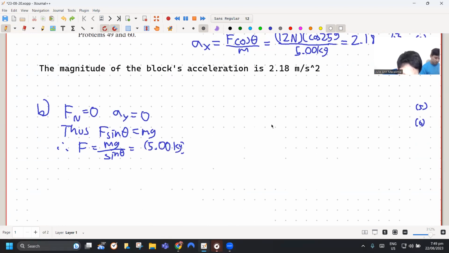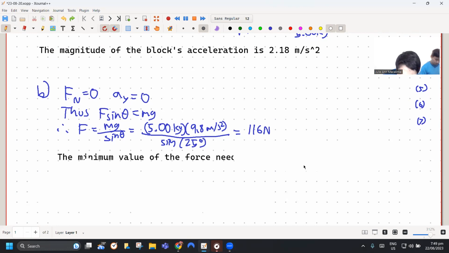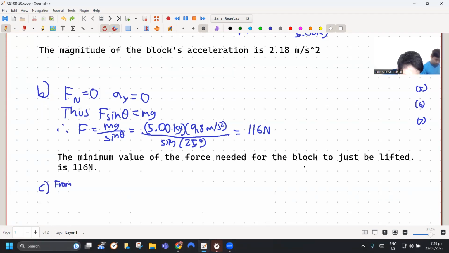So now we can substitute 5 kilograms times 9.8 meters per second squared over sine 25 degrees, which is equal to 116 newtons. Okay, so this is equation number 7. The minimum value of the force needed for the block to just be lifted is 116 newtons.